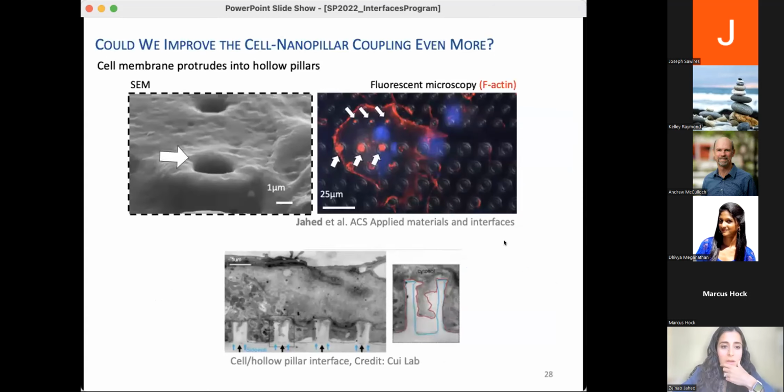And then finally, we thought if we could get an even better attachment of the cells to our electrode, a better seal between the electrodes and our cells.